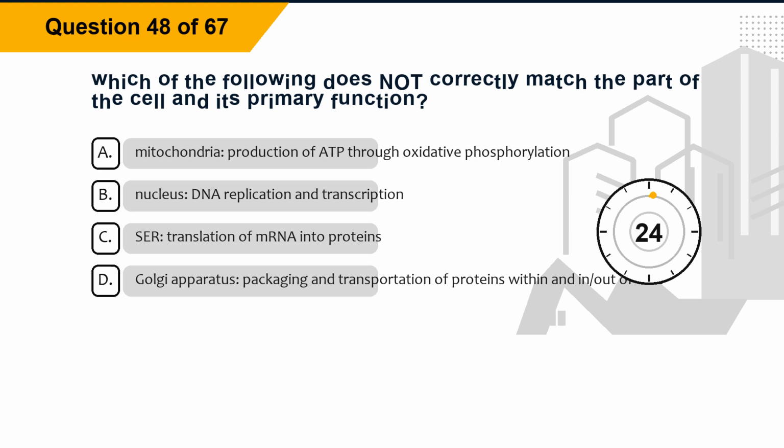Question 48. Which of the following does not correctly match the part of the cell and its primary function? Option A, mitochondria, production of ATP through oxidative phosphorylation. Option B, nucleus, DNA replication and transcription. Option C, SER, translation of mRNA into proteins. Option D, Golgi apparatus, packaging and transportation of proteins within and in and out of cells.